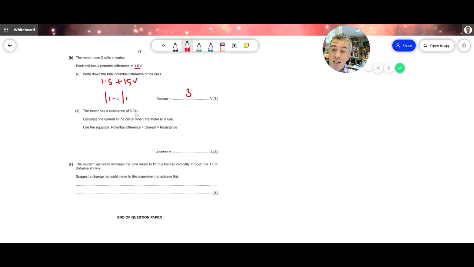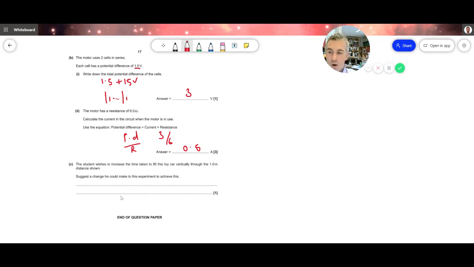The motor has a resistance of 6 ohms. Calculate the current in the circuit when the motor is in use. Use the equation: PD is current times resistance. So we want to know the current. So we do PD over resistance gives us the current. So the PD is 3 and that is 6. So, 0.5 amperes.